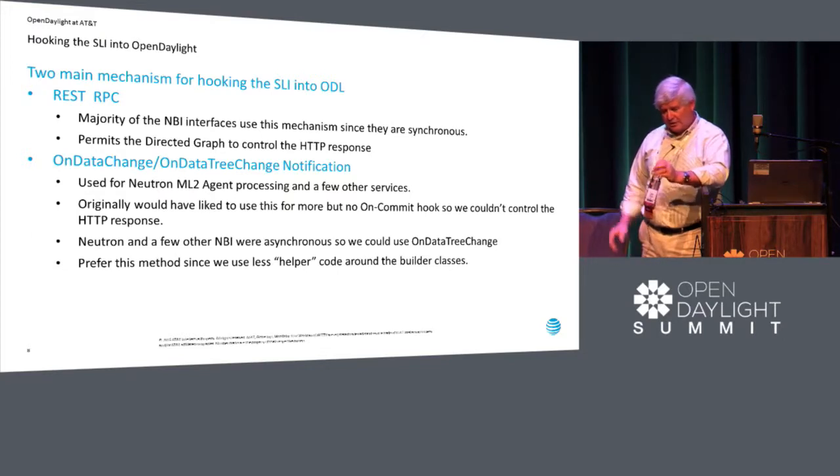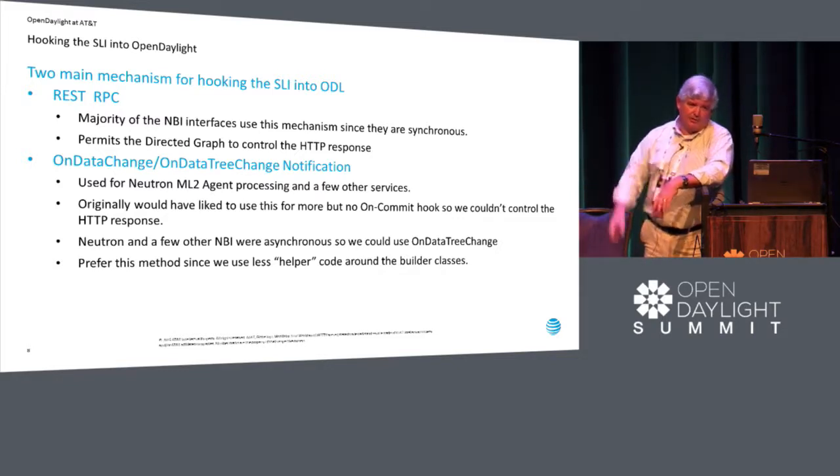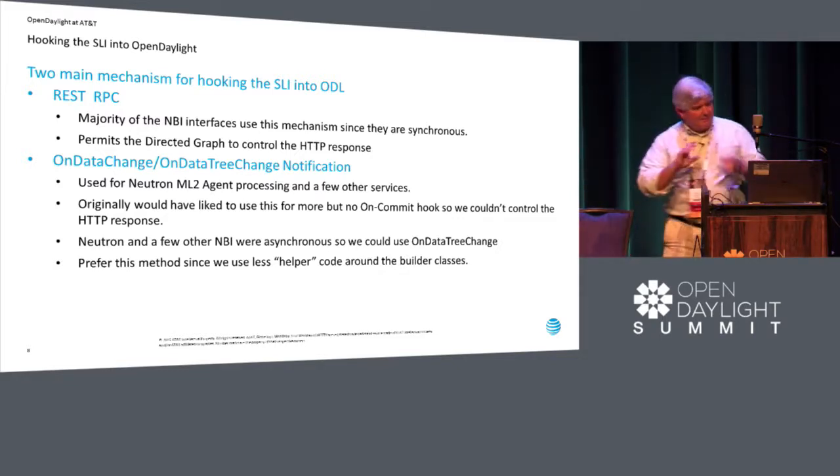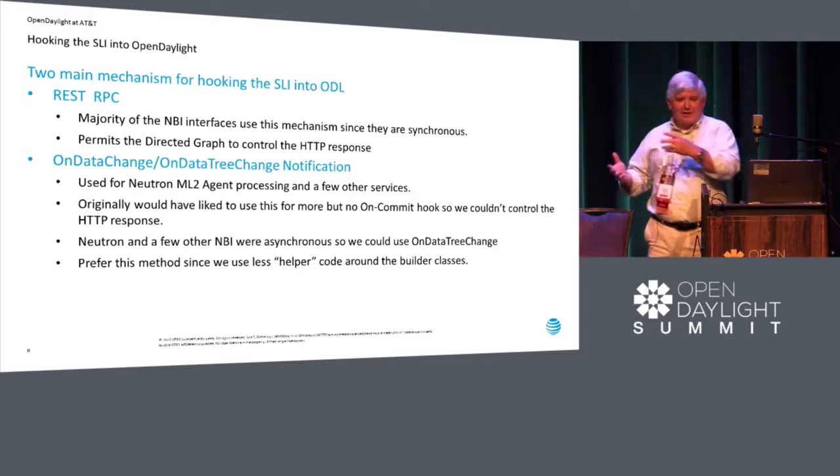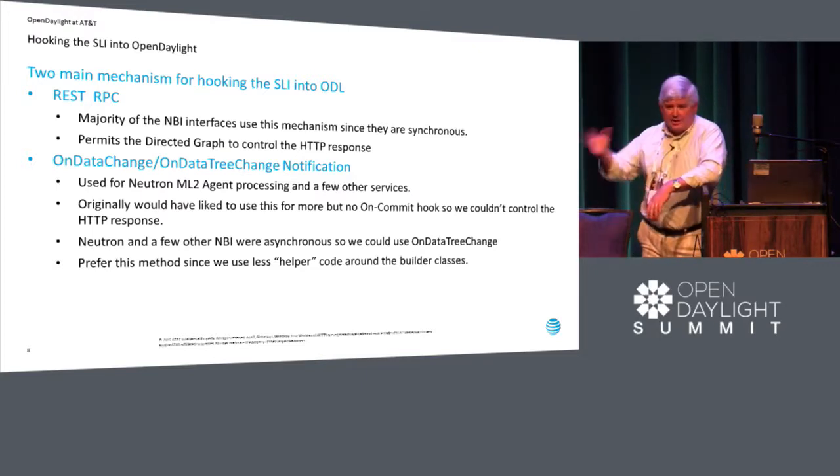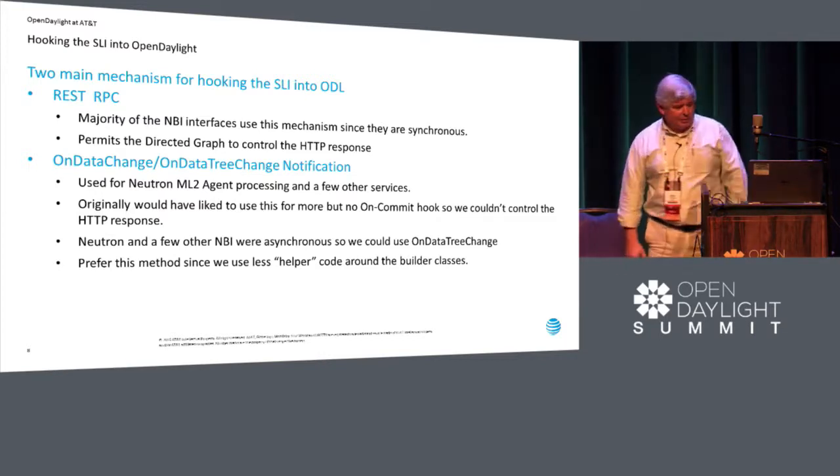We really need what's called a pre-commit hook so that we could fire the directed graph and control what the response is going back to the upstream systems. It's a minor technical thing that drove us crazy the first few months, trying to figure out how to get the leverage of RESTconf without having to go into RPCs. But we've had to go into RPCs for almost everything.